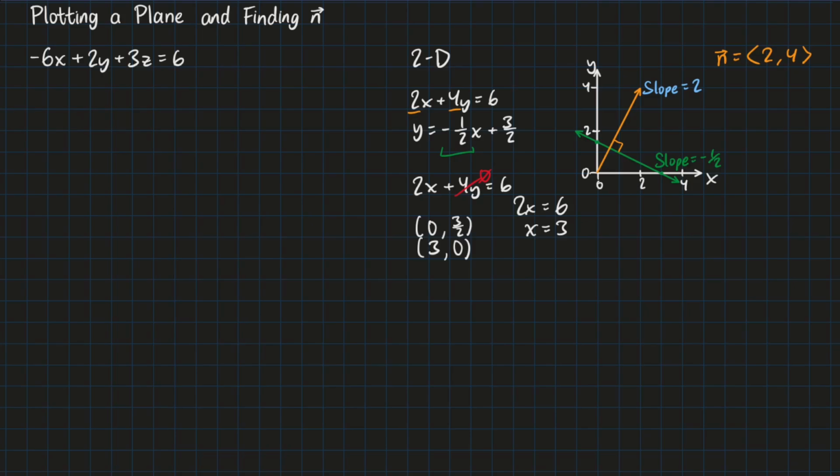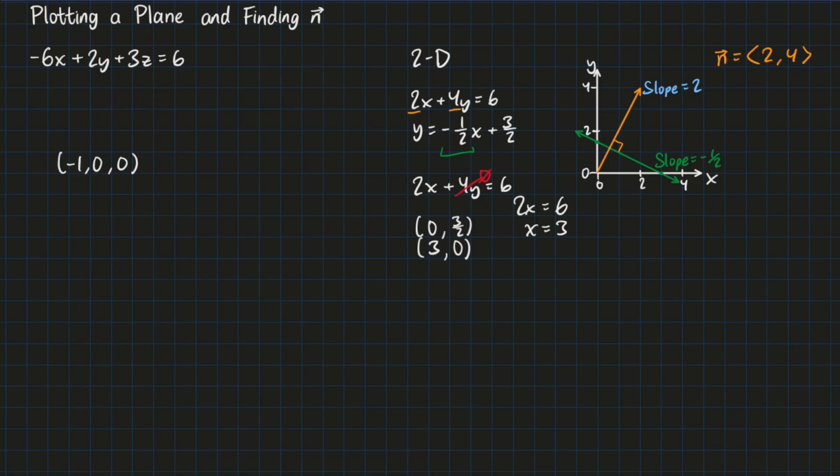Now let's go back to our plane equation, negative 6x plus 2y plus 3z equals 6. To plot the plane, we want to get 3 points from the 3 intercepts for each variable. So first we can zero out the y term and the z term. And this would leave us with negative 6x equals 6, which means x equals negative 1 when y and z are 0. So we can write that for our first point.